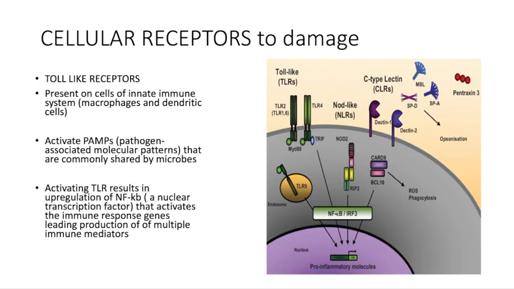Then we have toll-like receptors. These are present on cells of the innate immune system, such as macrophages and dendritic cells. Again, they would be more on the cell surface. Here's your phospholipid bilayer, so it would be sitting on the outside there. And they would activate in response to the pathogen molecular patterns shared by the microbes. There's also a nuclear transcription factor that activates more immune response genes, leading to multiple immune mediators.